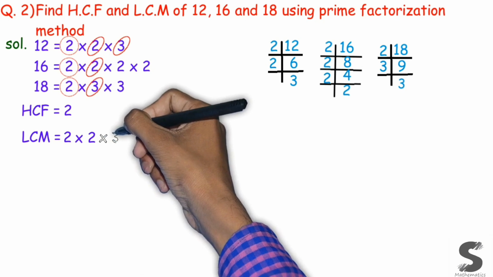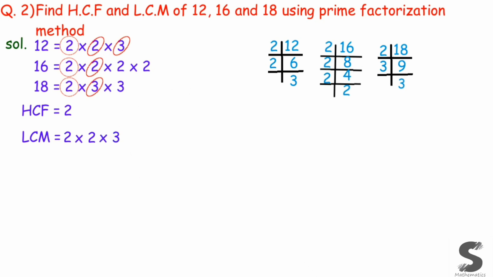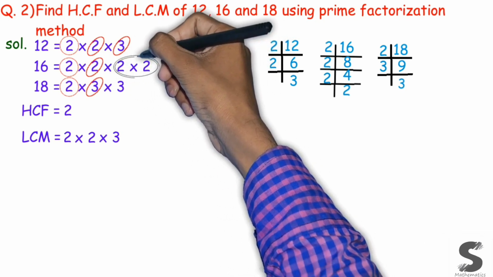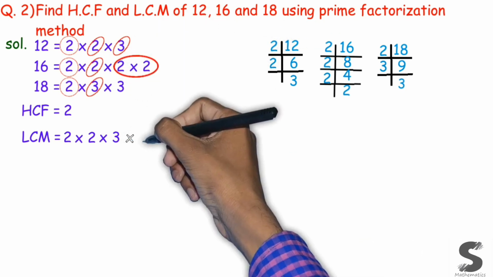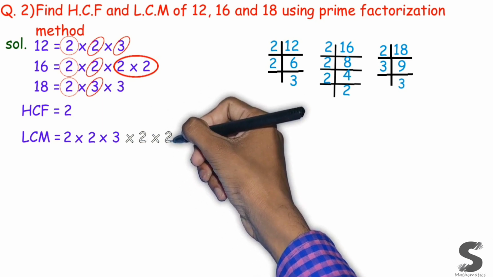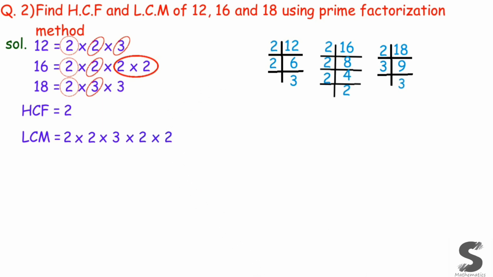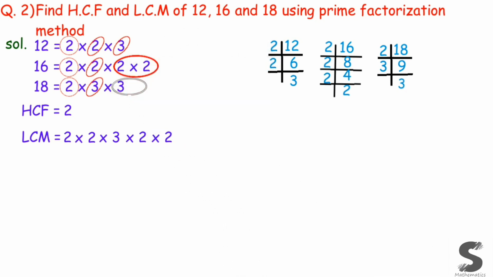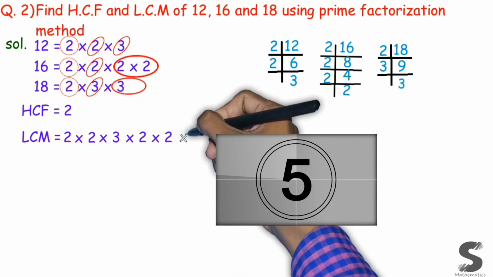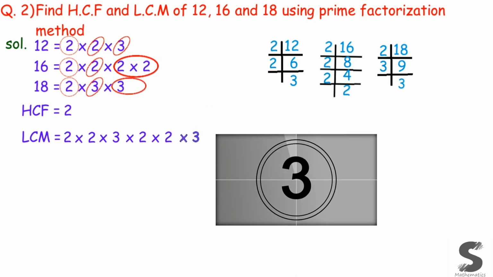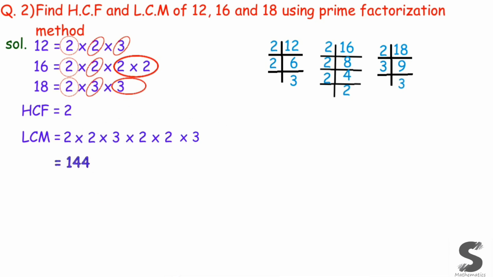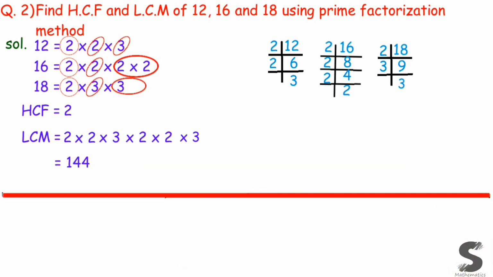Now what are the leftover numbers? In the prime factors of 16 there is 2 into 2, so write that also. And in the prime factors of 18 there is 3, so write that 3 also. So can you calculate the product of these numbers? And the LCM is 144. I hope you all did correctly.